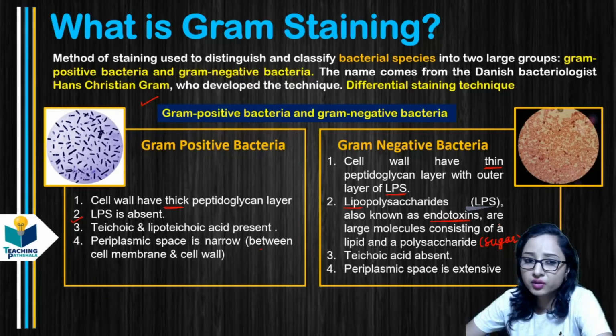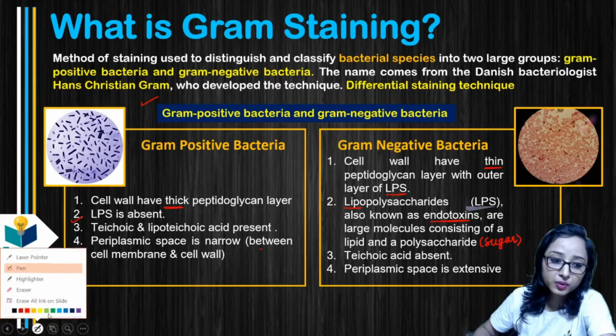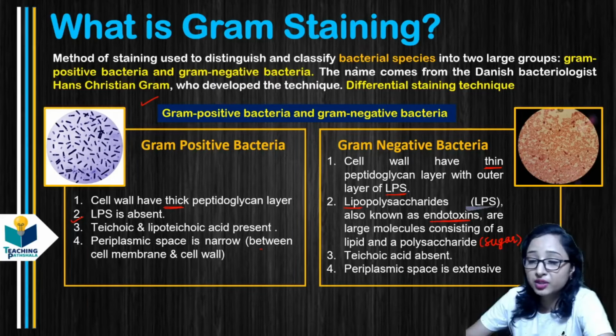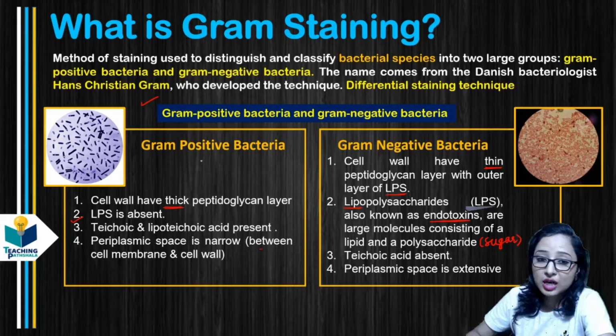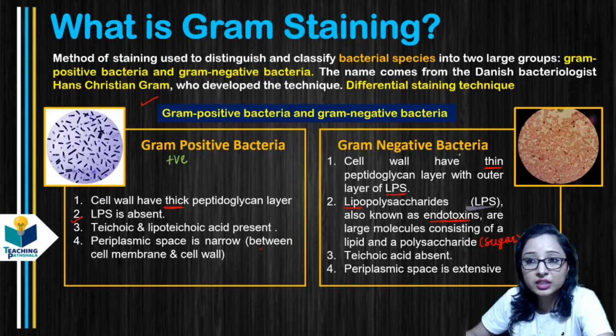So why do we give the names positive and negative? Because the experiment we will be performing is known as gram staining. The gram positive bacteria will give a positive result for the gram staining, and hence the name gram positive bacteria has been given. Whereas the gram negative bacteria are not going to give the positive result for the gram staining, and that is why the name gram negative bacteria has been given.